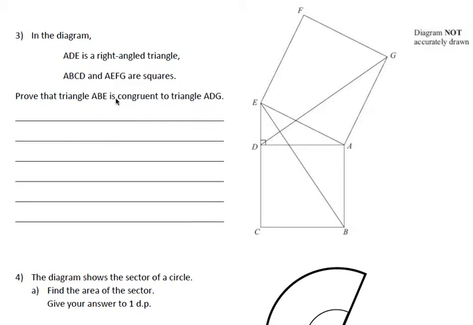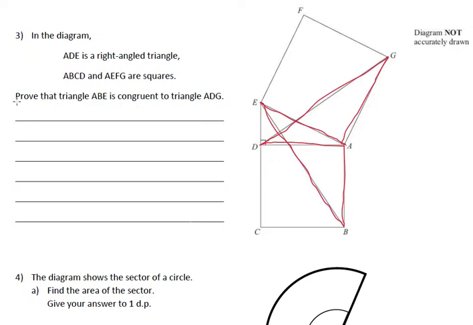congruent. So the two triangles we're trying to prove are congruent are triangle ABE. I'm just going to draw those triangles just so that they're a bit clearer. Obviously you'd use a ruler in a test. So that one, and we're trying to prove it's congruent to a triangle ADG. Is that one there? Okay.